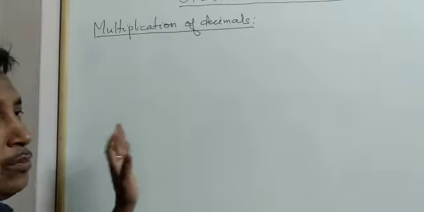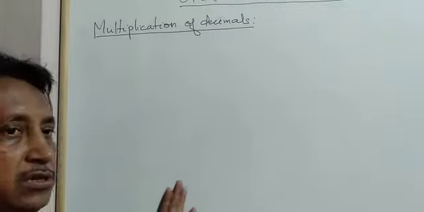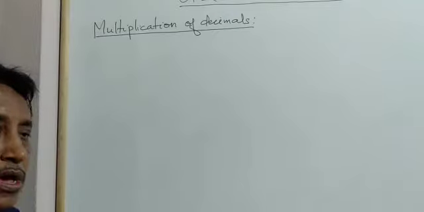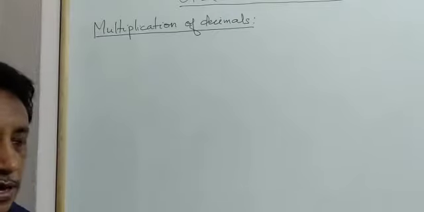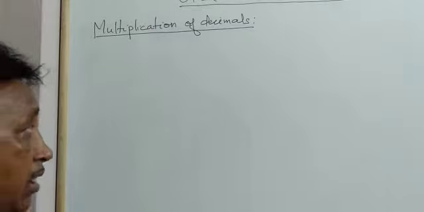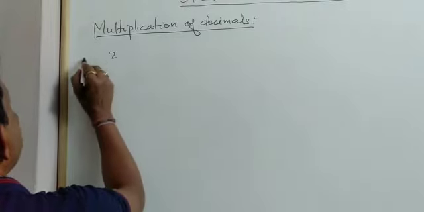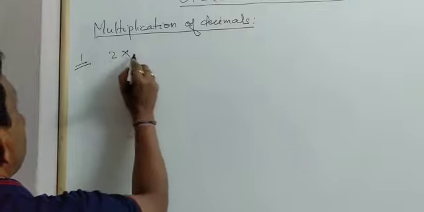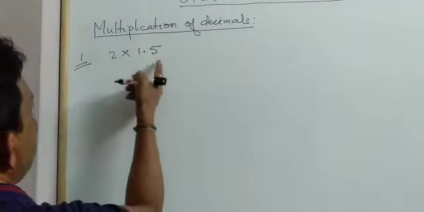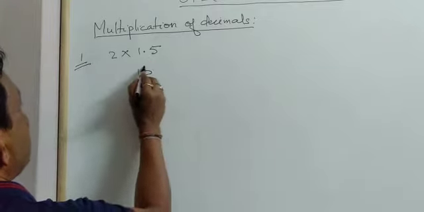Now we'll see the multiplication of decimals. There are 3 situations in multiplication of decimals. I may multiply a whole number by a decimal, or a decimal by a whole number, or decimal by decimal. Let us see all the 3 cases. Now suppose I am multiplying, case number 1, 2 into 1.5. Now in such a case, whole number, decimal, what I do is, I do the simple multiplication as we do.